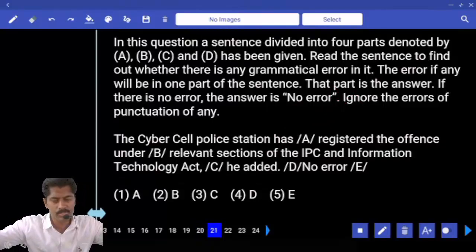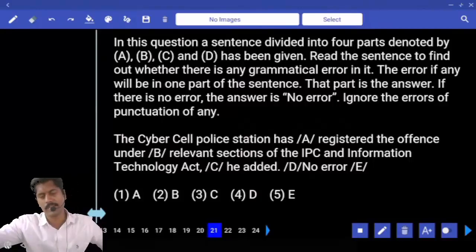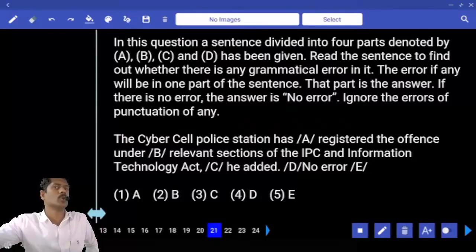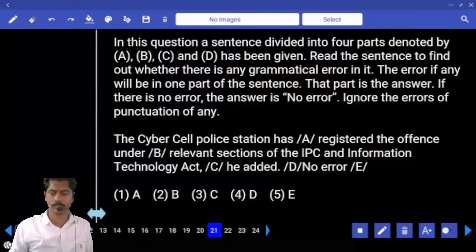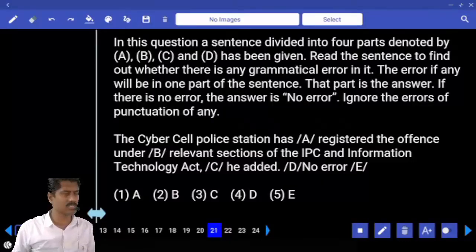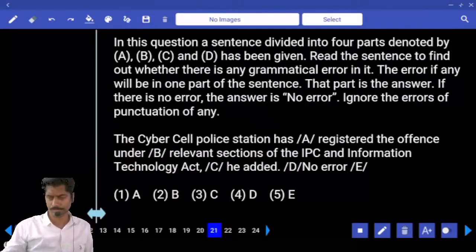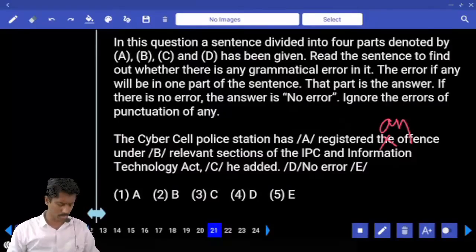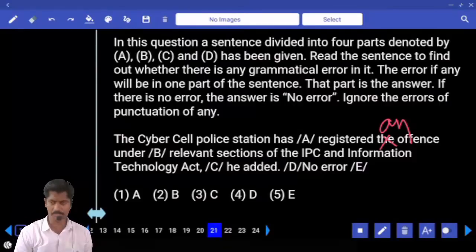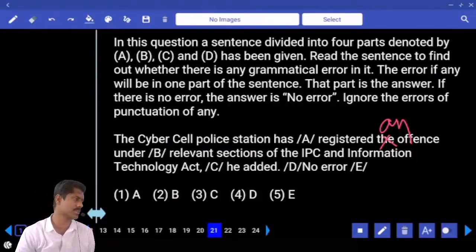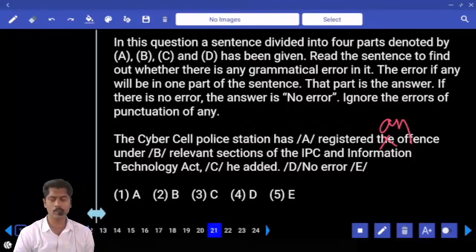A cyber cell police station has registered the offense under relevant sections of IPC and Information Technology Act added. Answer. 1, 2, 3, 4, 5. So why? Registered against the sections. It is an offense. When you're talking for the first time, you need an. There is no need of the offense if already mentioned. Suppose rape is an offense, murder is an offense. If it is already mentioned, we can use the for the second time.